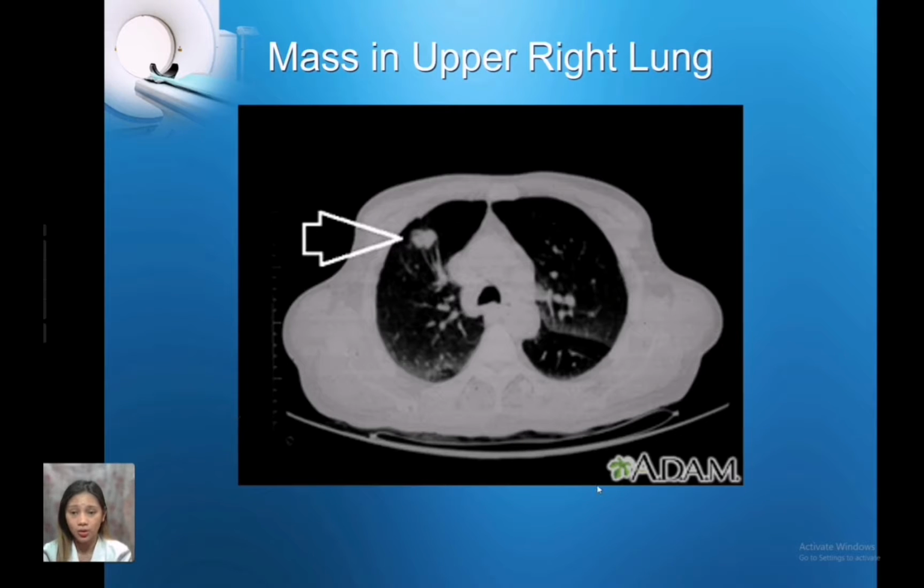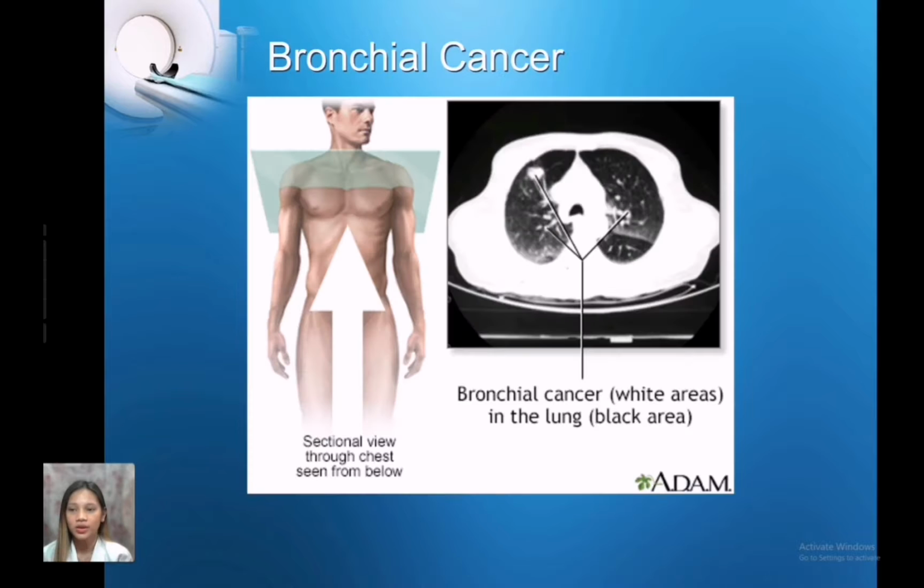This is a CT scan of the upper lungs. This individual has a mass in the upper part of the right lung. This is the right lung of the patient. You can see here where the mass is, which is in the upper part, pointed out by the arrow. When we say mass, it is an abnormal spot or area in the lungs. The reason they call this a mass is that it is larger than 3 centimeters, about 1.5 inches, that's why it is called a mass.